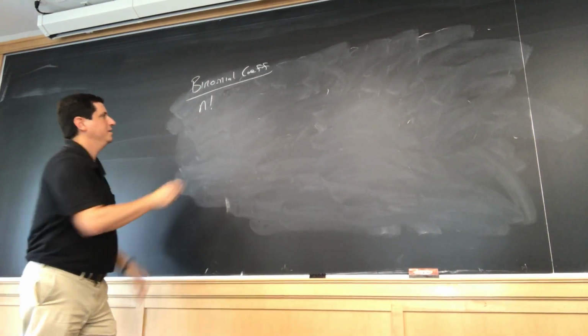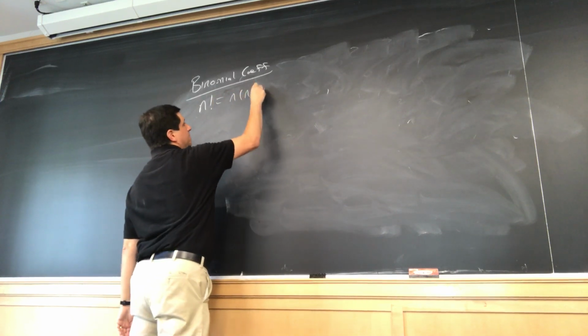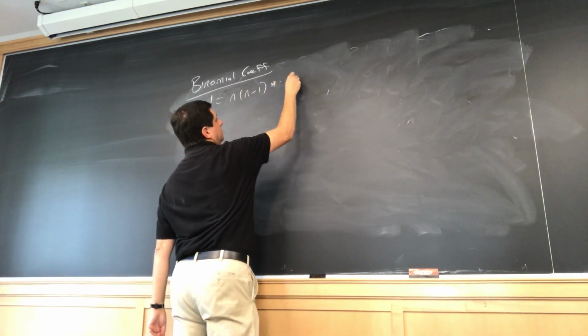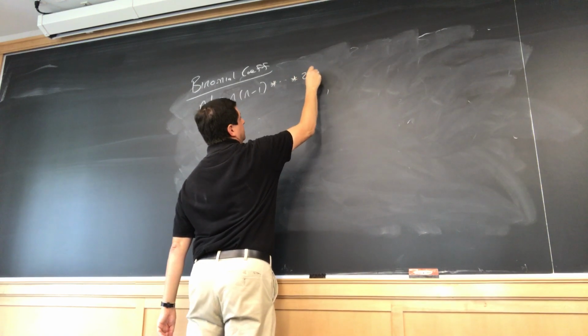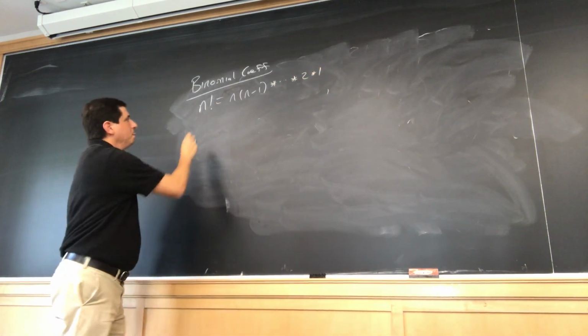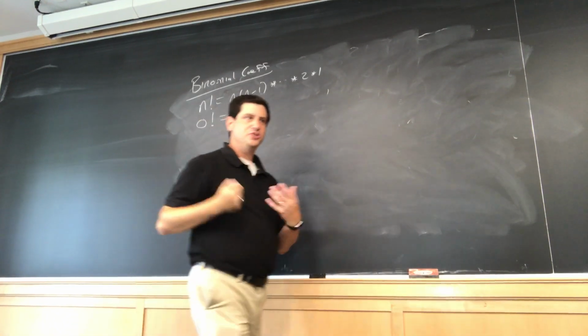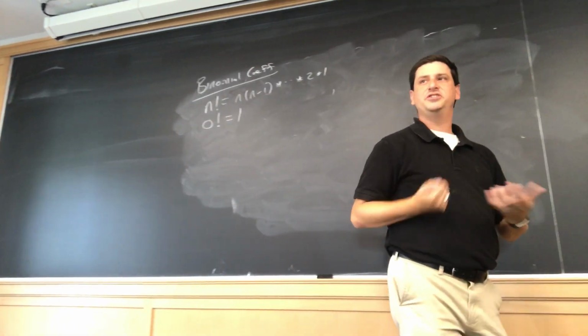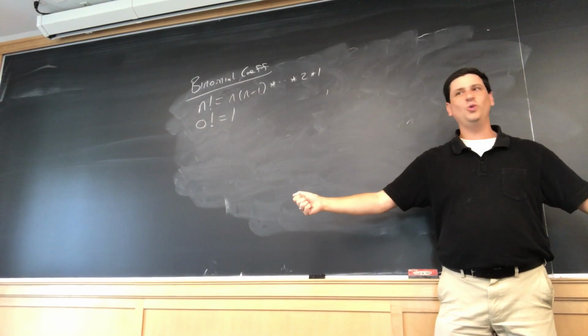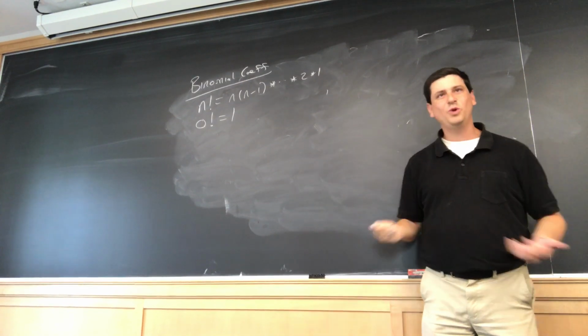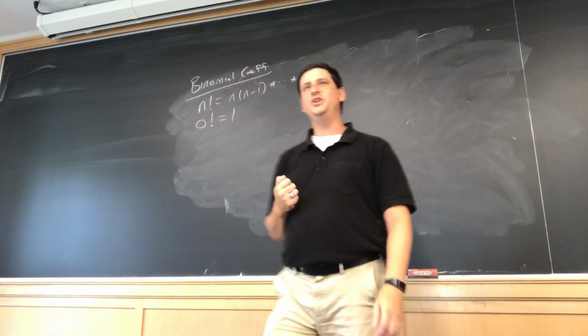So here, order matters. This is n times n minus 1 times ... times 2 times 1. We define 0 factorial to be 1. And the interpretation of this is, how many ways are there to do nothing? How many ways can I order no objects? Well, there should only be one way to order no objects. There's one way to do nothing.